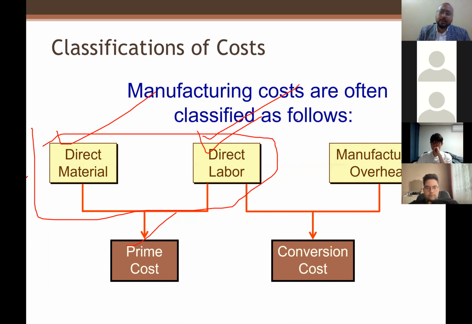So in some industry, the manufacturing overhead and direct labor is so huge, right? In that case, which company is that one? For example, Microsoft. Do they have a huge direct material? Do they have a huge direct labor? Yes, because they have programmers, they have thinkers, right?